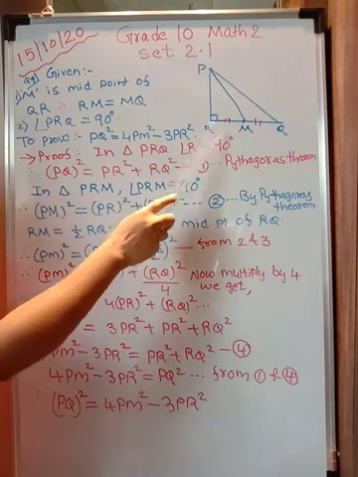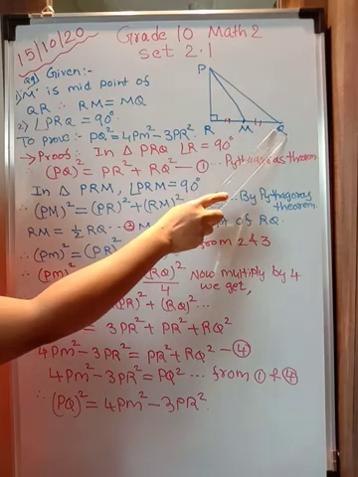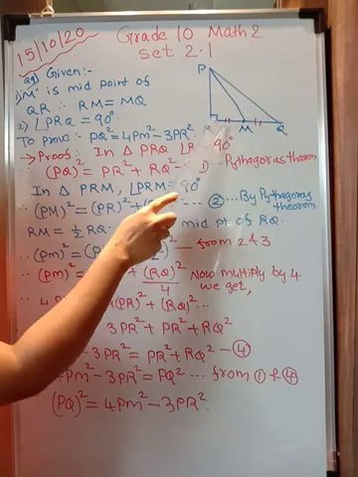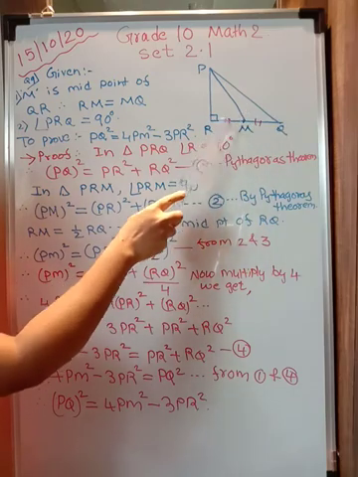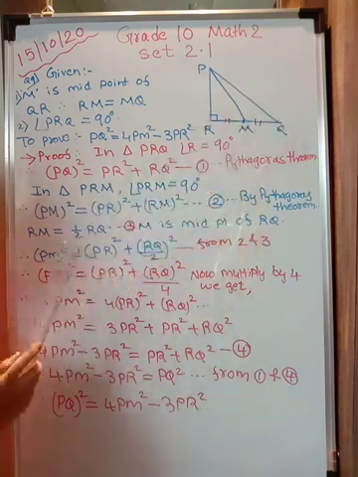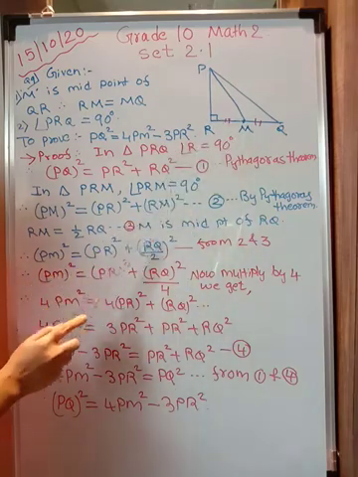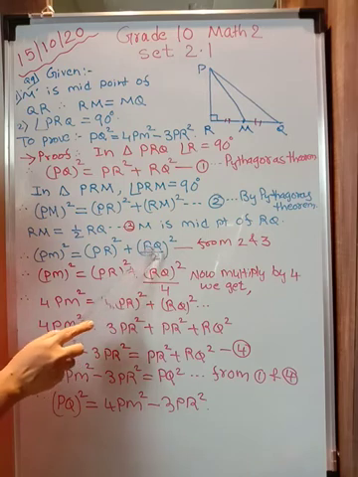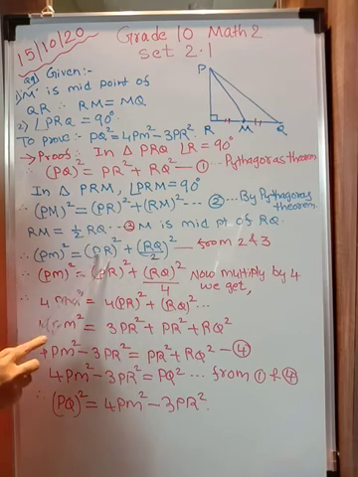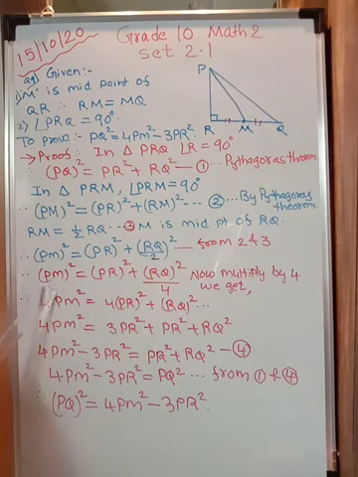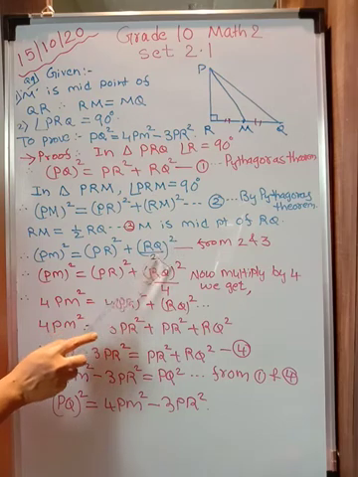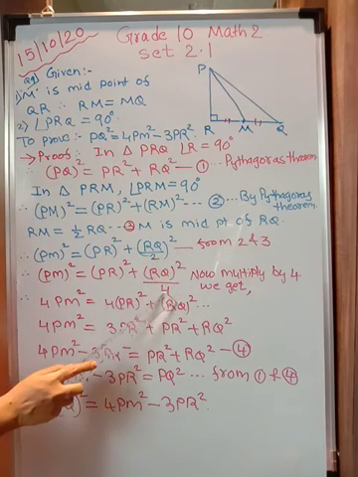But what is RM? RM is equal to MQ. And these both are equal. So RQ is double of RM, or RM is half of RQ. So for RM, I am writing RQ upon 2. For RM, I have written half of RQ. PR as it is. Is this clear? Now, if you square this term, you get PM square is equal to PR square plus QR square upon 4, and this square goes for both these terms. So 2 square will get 4.